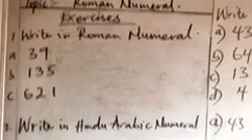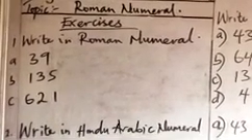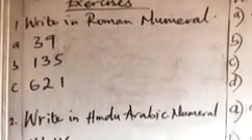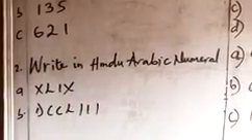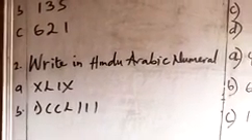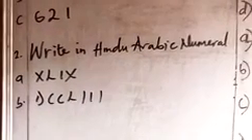Exercise now. Number 1. Write in Roman numeral. You have 39, 135, 621. And number 2. Write in Indo-Arabic numeral. You have XLIX, and the last one is DCCLIII. Explain what Indo-Arabic numeral is for you.